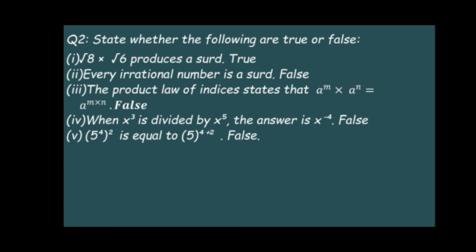It's false. Also part 5: 5 raised to the power 4 and this whole thing raised to the power 2 is equal to 5 raised to the power 4 plus 2. No, it's not the case. We have to multiply this 4 by 2. This is the rule of indices, the multiplication rule of indices.